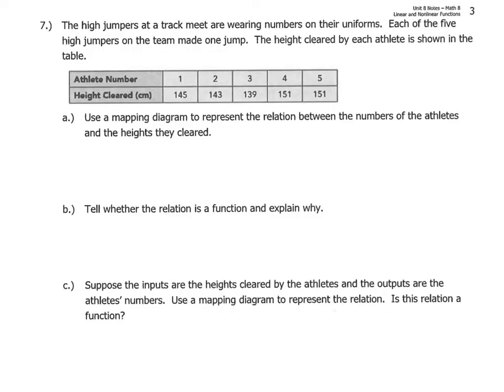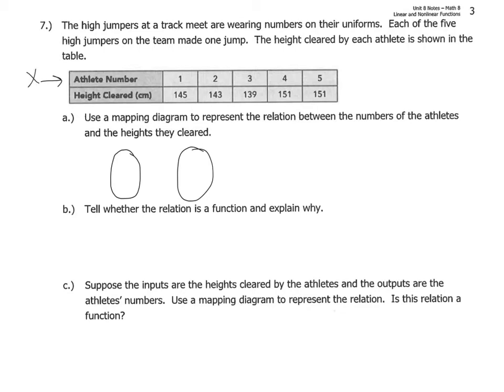Number 7, the high jumpers at a track meet are wearing numbers on their uniforms. Each of the 5 high jumpers on the team made one jump. The height cleared by each athlete is shown in the table. So we're going to use a mapping diagram like I talked about earlier to represent the relation. If you're not sure which one you use as the x and which one you use as the y, when you look at a table, the first one listed is always going to be your x.